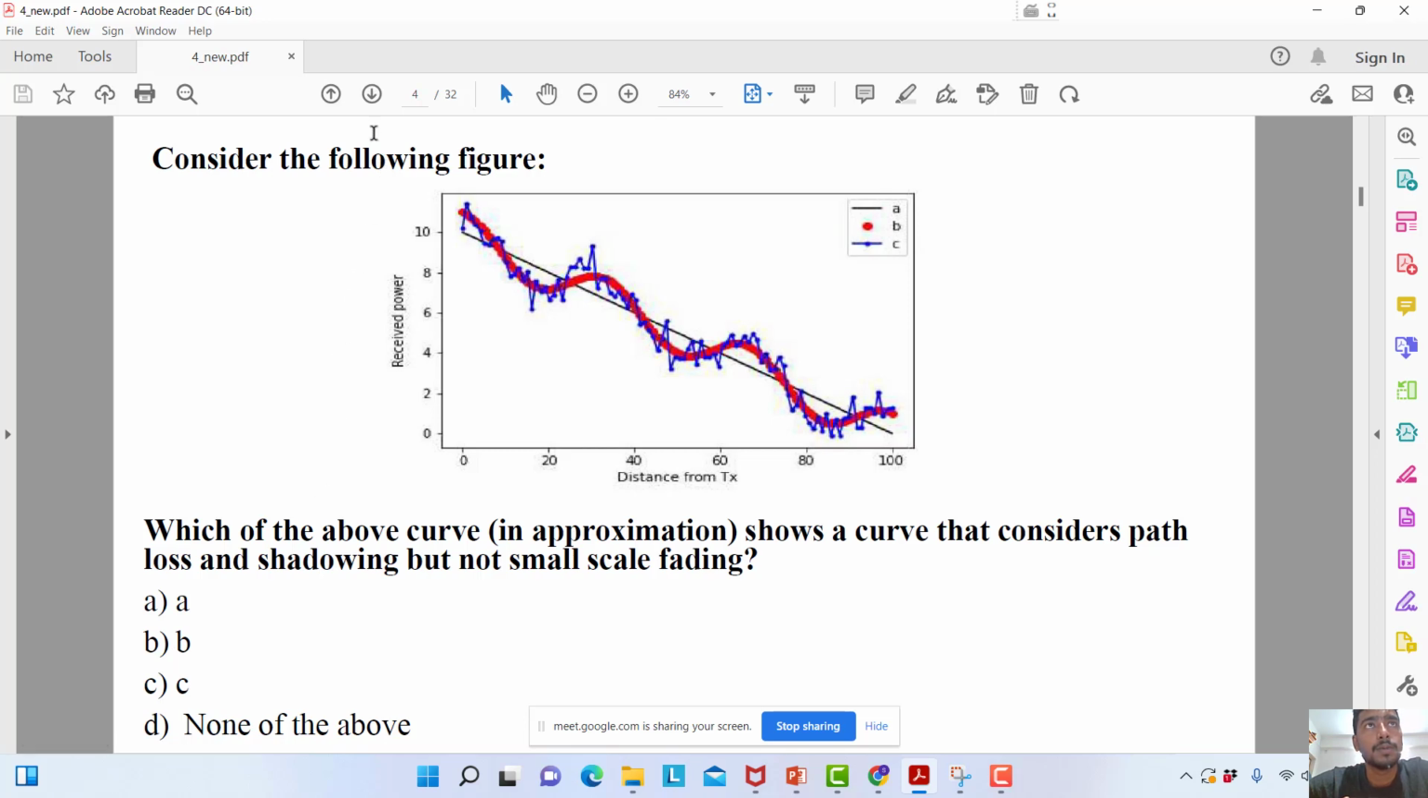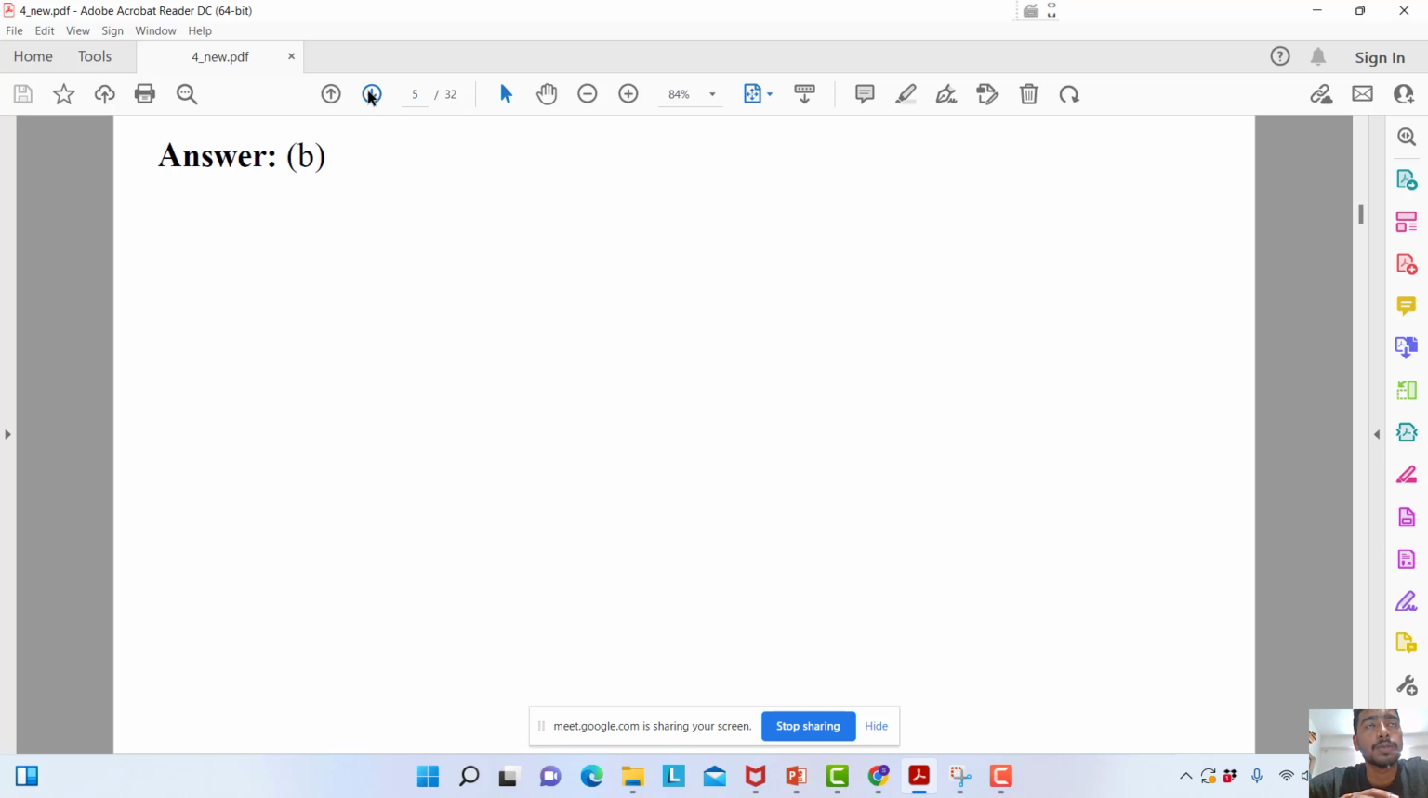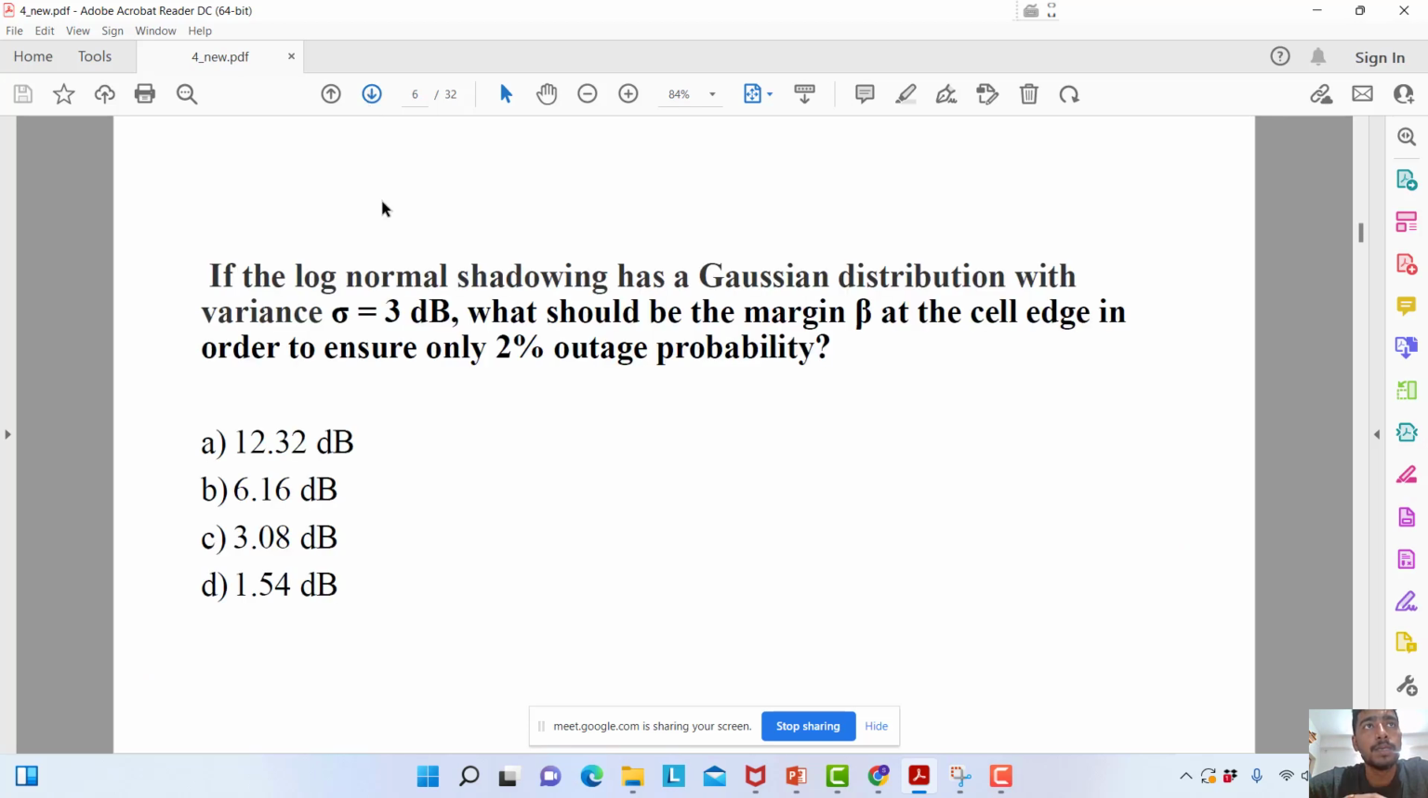This question has the right answer B. This is the option of the second question. Similarly, the next question is on your screen. Please read it and try to solve. After a few seconds, I will discuss.